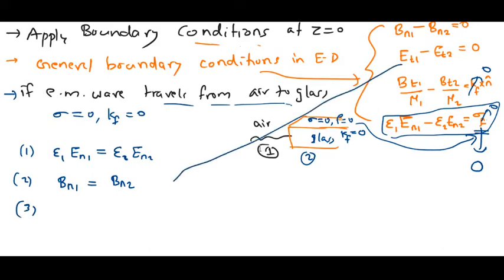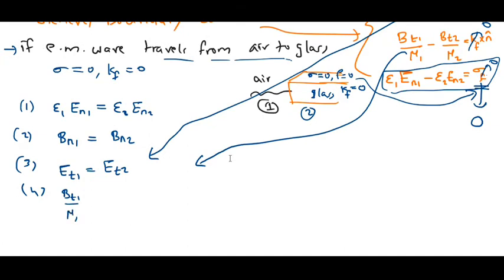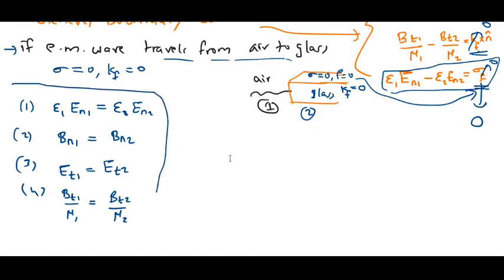The third equation that I would like to write is the tangential component of the electric field, Et1 is equal to Et2, and the fourth one is this equation, Bt1 by mu1 is equal to Bt2 by mu2, because the right hand side is 0, no free surface current. That is, these are the boundary conditions that we are going to apply to calculate the reflected and transmitted amplitude.